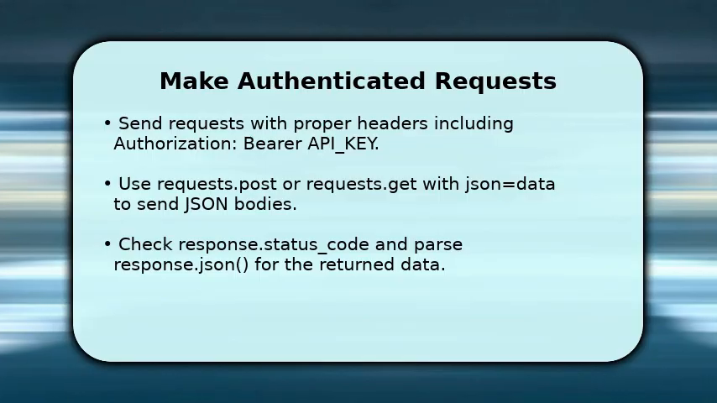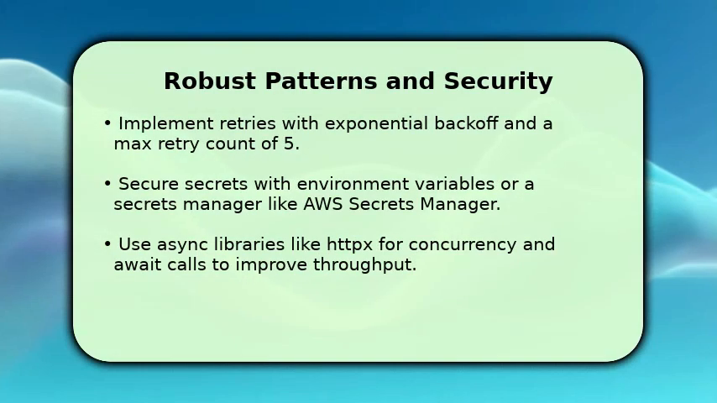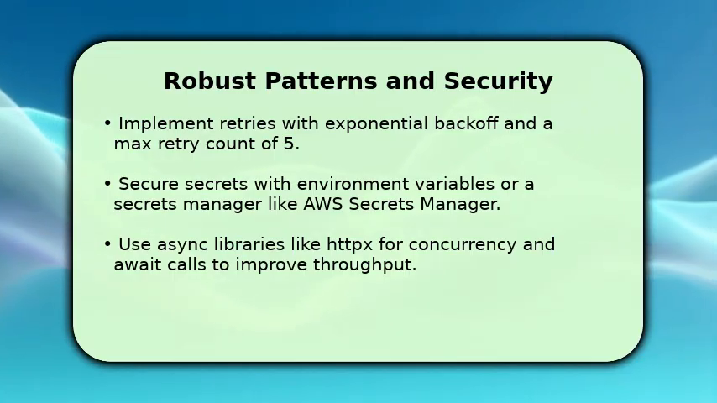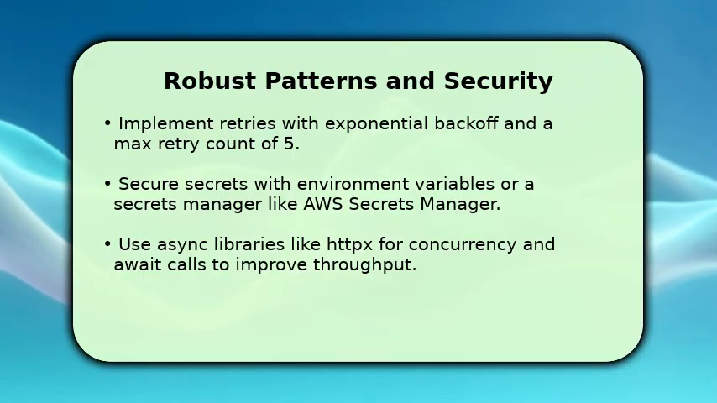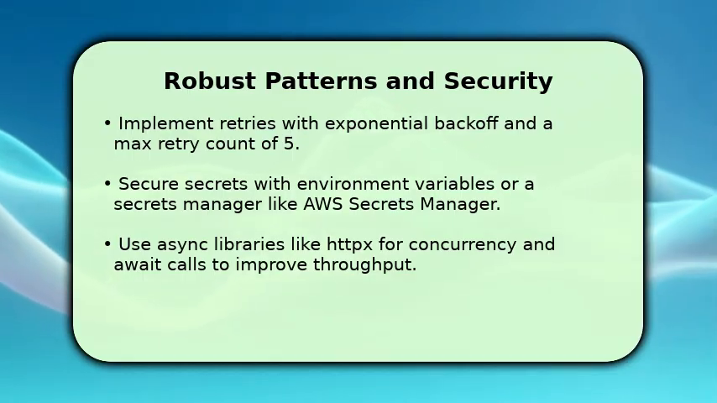Implement retries with exponential backoff and a max retry count of 5 to handle transient errors. Respect rate limits by reading headers and sleeping between requests when necessary. Secure secrets with environment variables or a secrets manager like AWS Secrets Manager to avoid leaks.